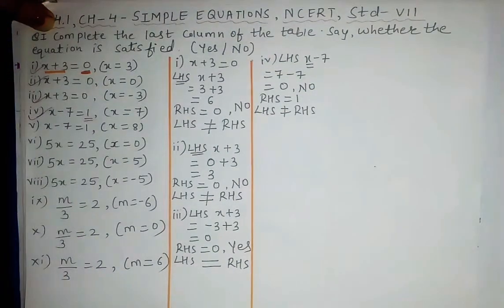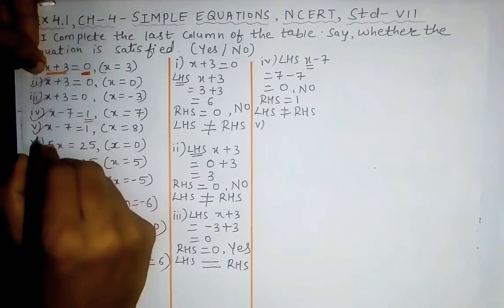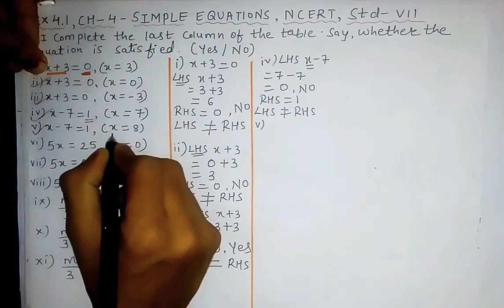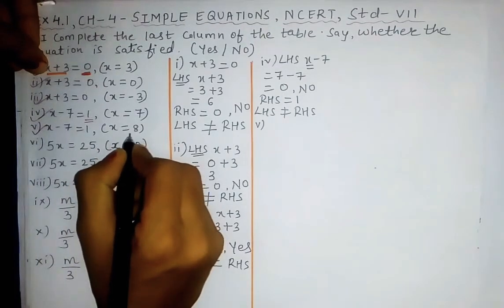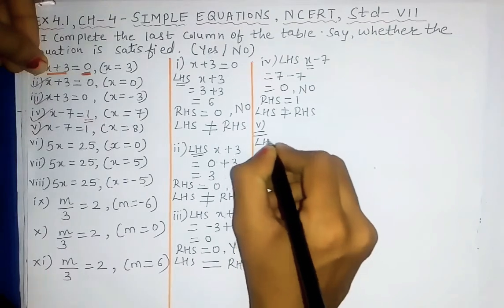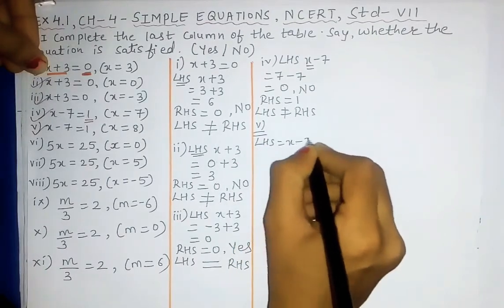This is not the correct value. Now fifth one, our equation is again x minus 7 equal to 1, but the value is x equal to 8. So now we will keep 8. So again in fifth one, our LHS part is x minus 7.